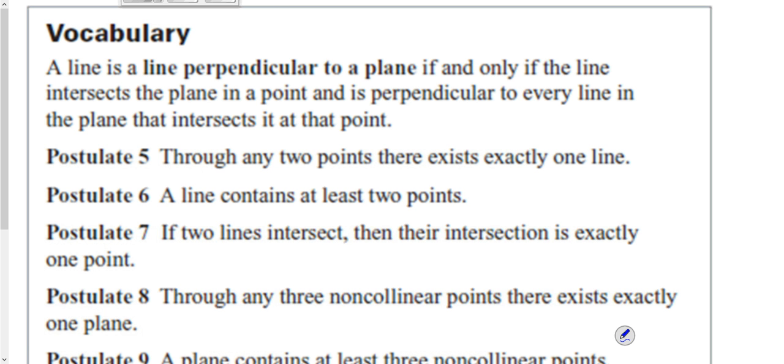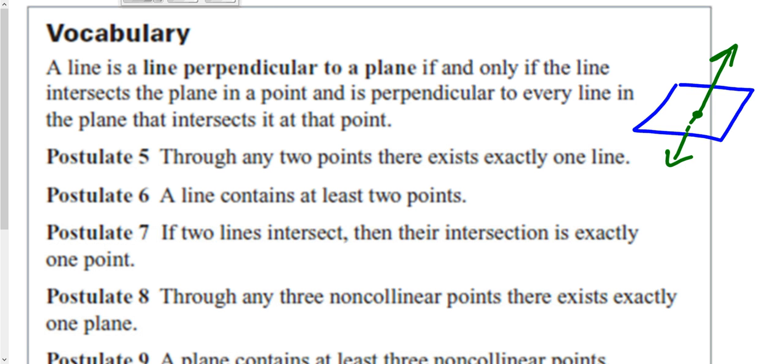So if I have a plane and a line that is intersecting that plane, it can intersect at this point and continue on. So it's saying that line is only perpendicular to the plane if and only if all lines on that plane that intersect at that point also are perpendicular to that line.